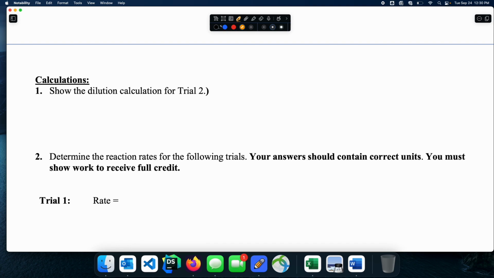Okay. All right. So let's go in black. Show the dilution calculation for trial 2.